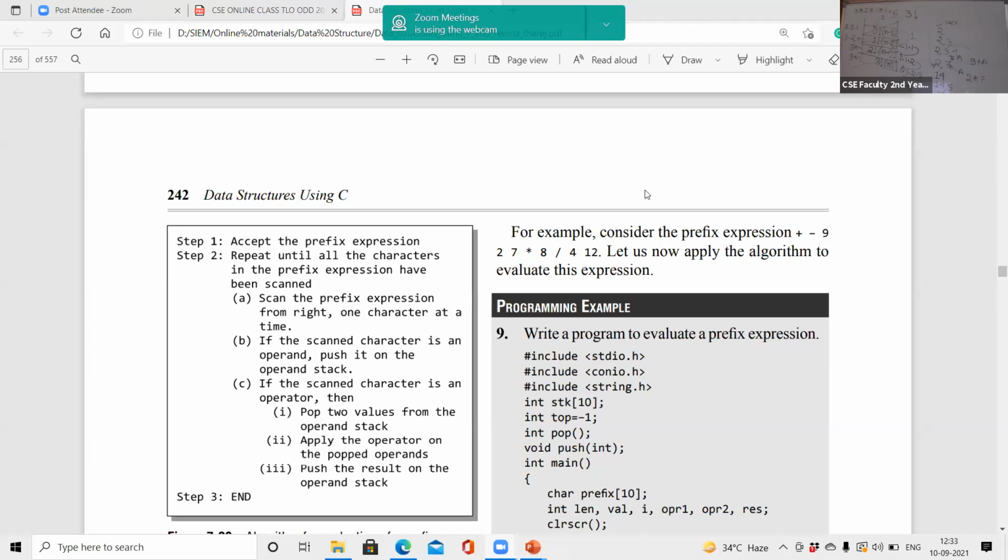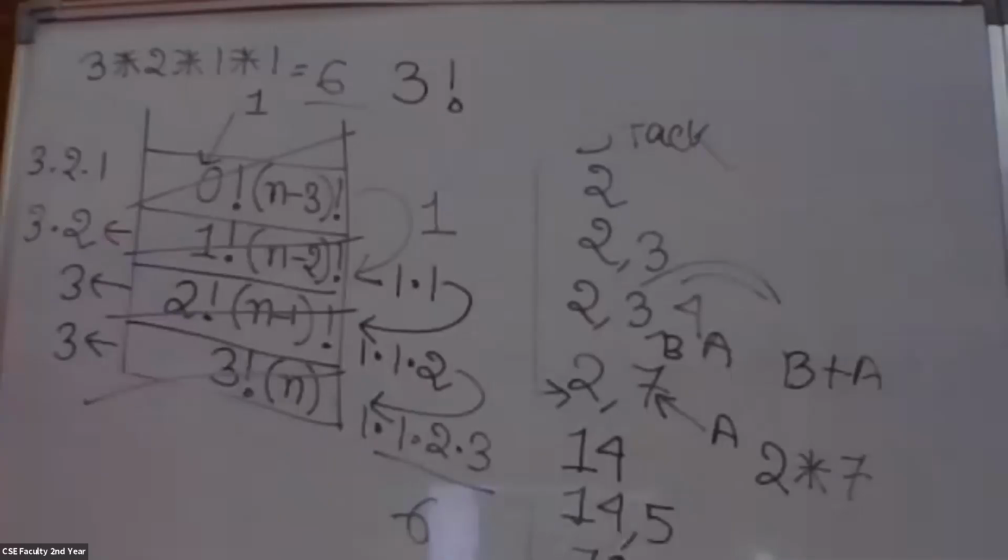Is it complete? Yes, is it complete? Yes, ma'am. So whatever was taught in stack, is it clear to you?